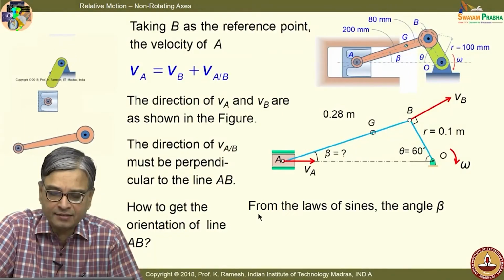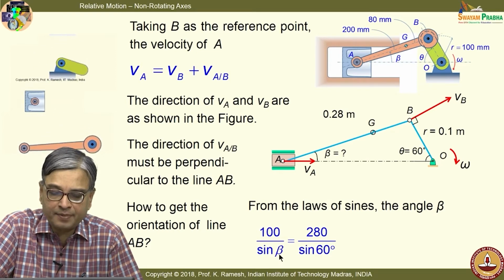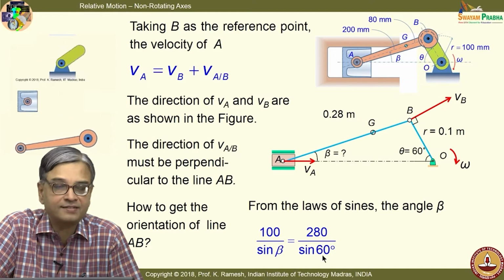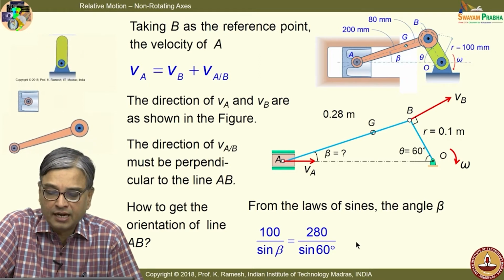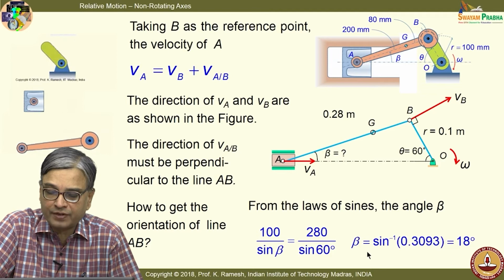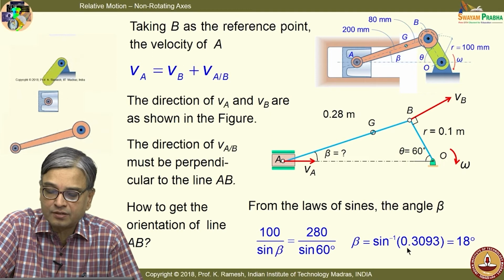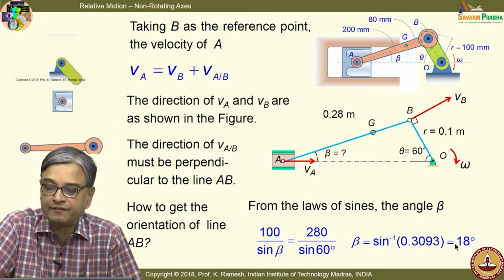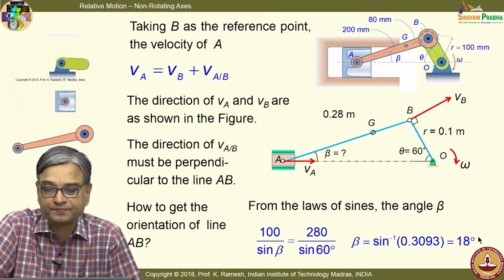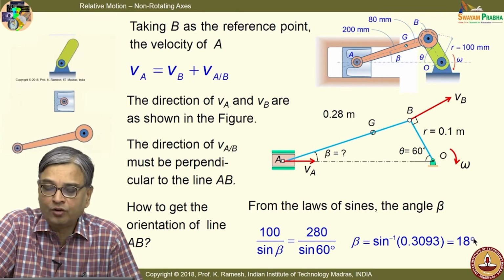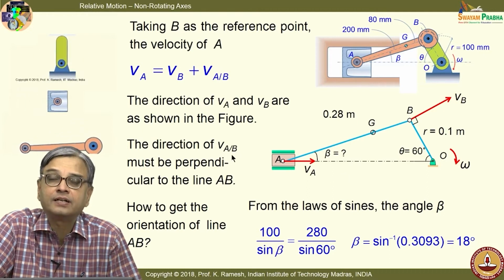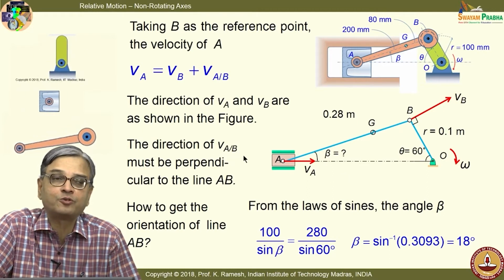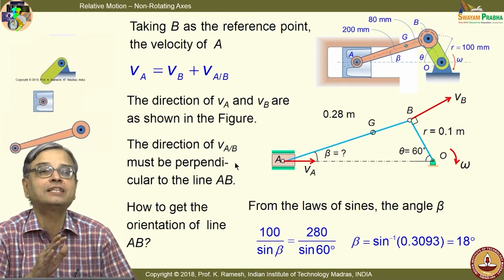And I can get this from the law of sines. I can write 100 by sine beta equal to 280 by sine 60 degrees. And this gives the value of beta as sine inverse of 0.3093, that finally gives you 18 degrees. So, I know how to put the direction of the relative velocity of A with respect to B. This is the key aspect that you have to recognize.